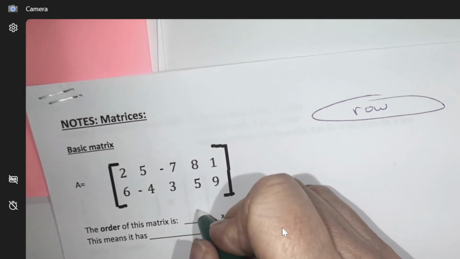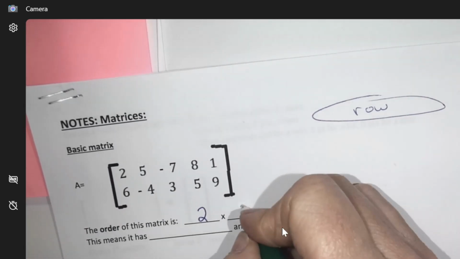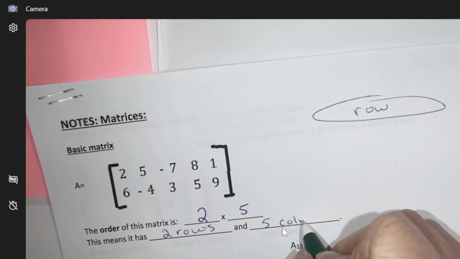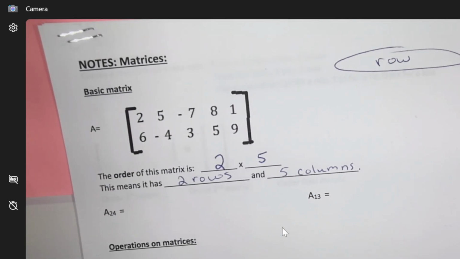This is a 2, because it has 2 rows, by 5. So it's a 2 by 5 because it has 2 rows and it has 5 columns.